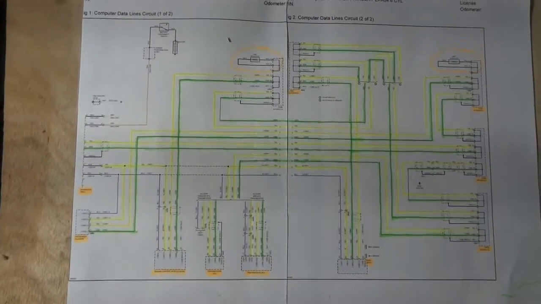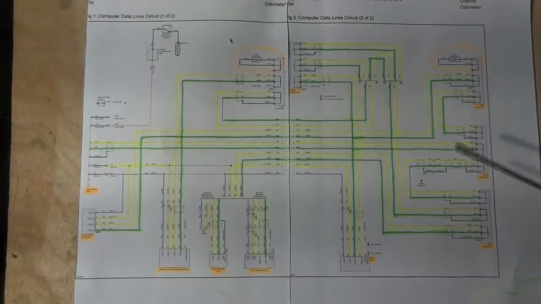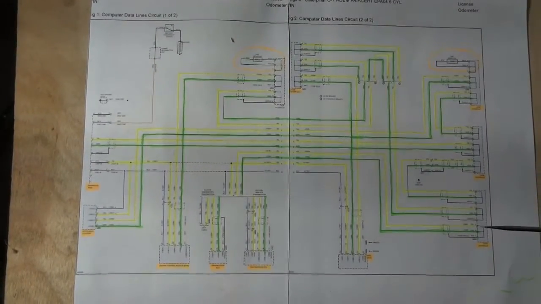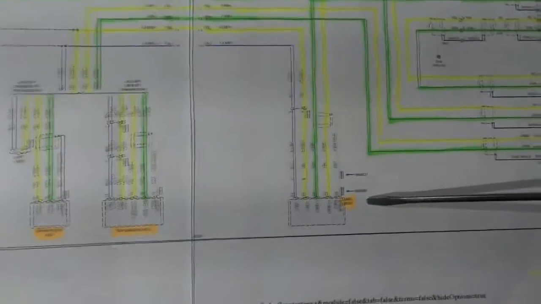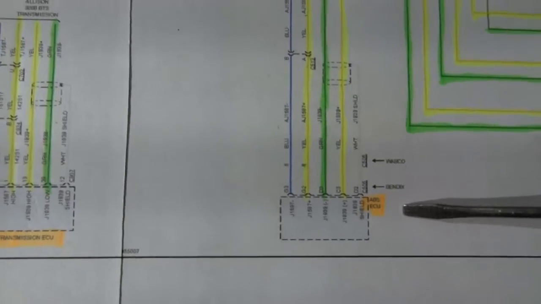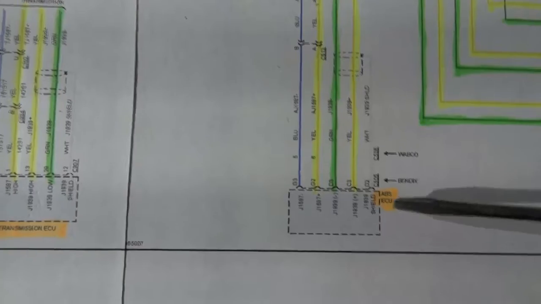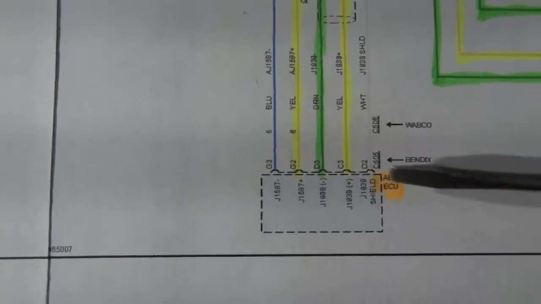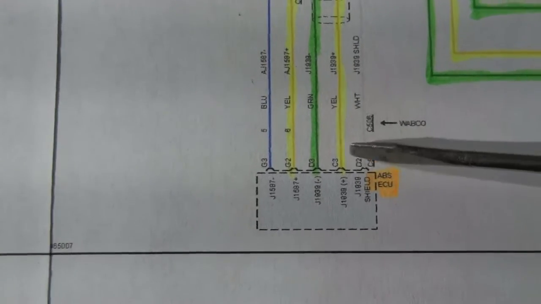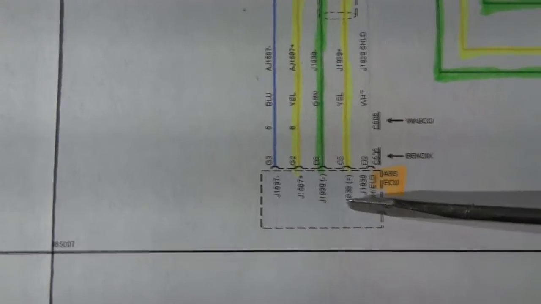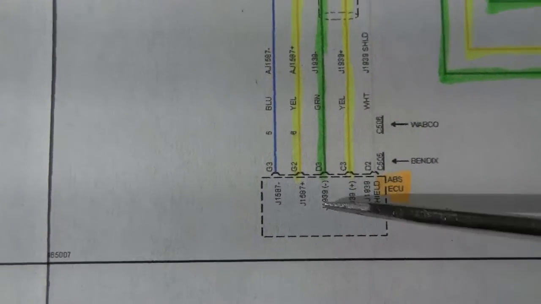Alright, here is the computer data lines circuit. On this network we have 4 control modules. And the control modules are the ABS control module, this guy over here. And as you can see, we have 2 wires on the network. I hope you can see. So right here it says J1939 positive, the yellow wire, which means CAN high, and then J1939 negative, CAN low.